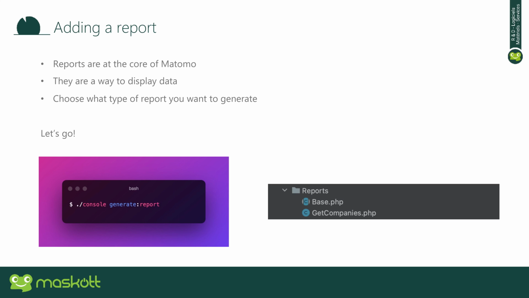You need to decide how you want your data to be displayed, and the type of report you want to generate. To create a new report, you just have to run this command at the root of the project again. The difference with the previous commands is that this command is an interactive one. You will be asked for the name of your report and some other additional information that will allow Matomo to generate these files.